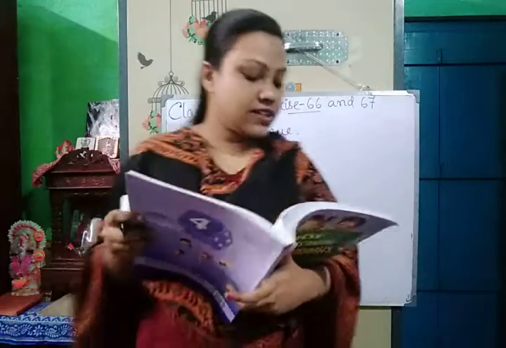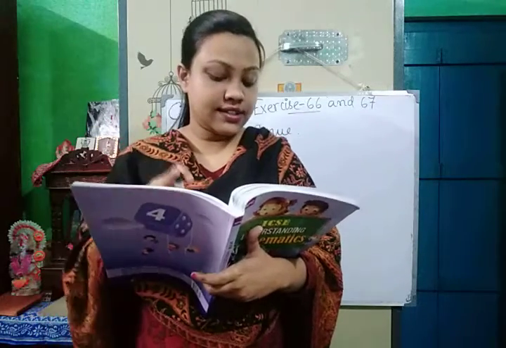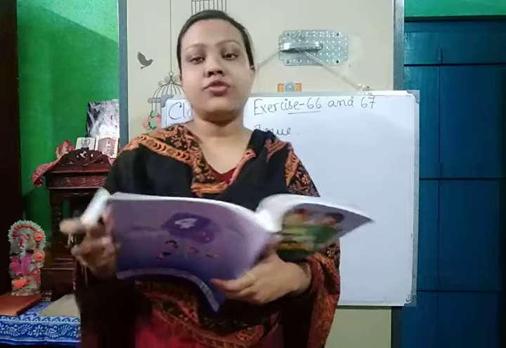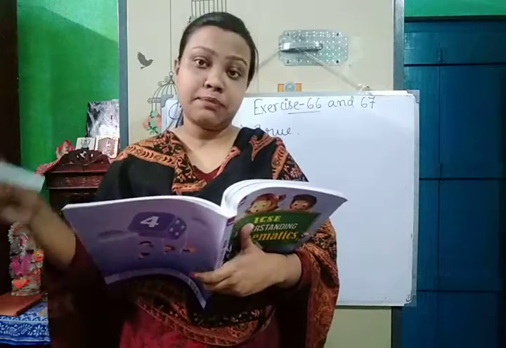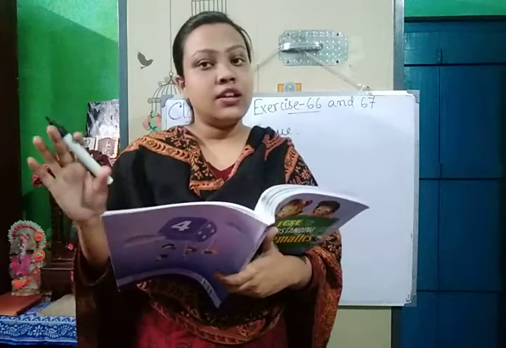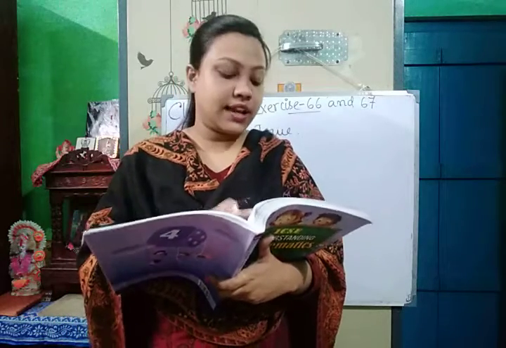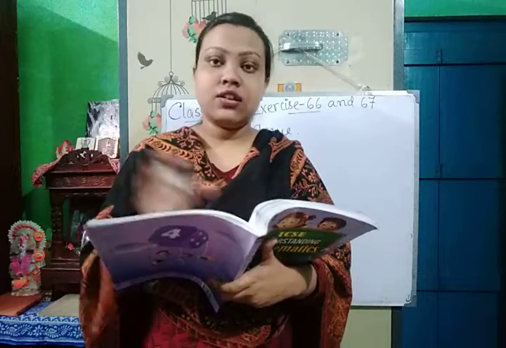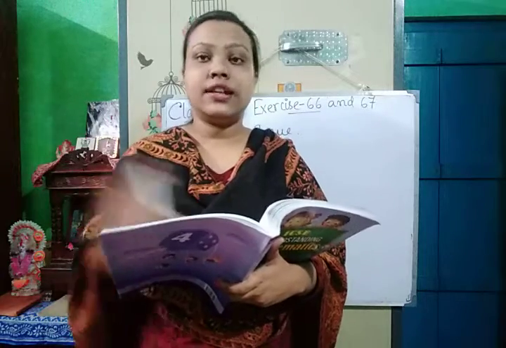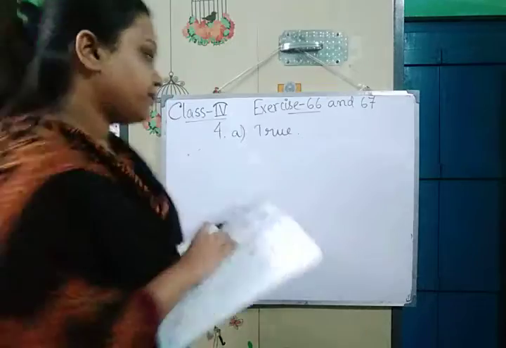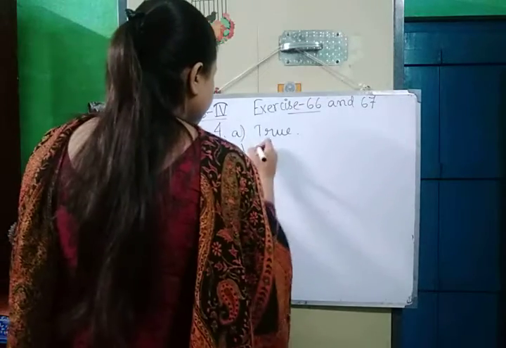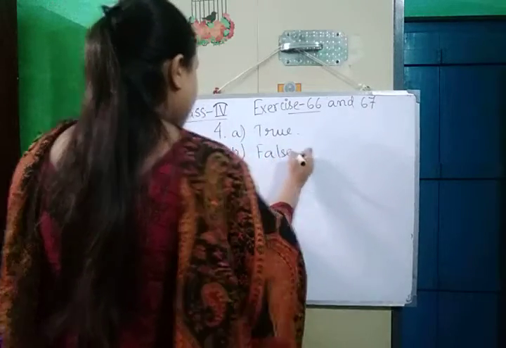Next one is: two lines are either intersecting or parallel. Just now I told you that if it is not mentioned that they are in a plane, then it cannot always be true. So it's a false statement that two lines are always either intersecting or parallel.